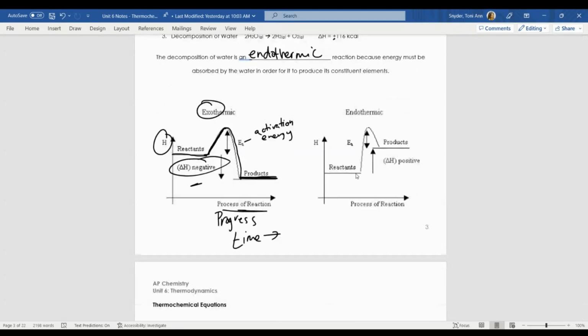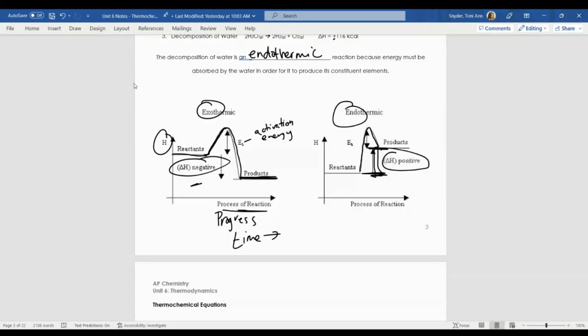Whereas here I have reactants lower than products, the opposite of before. I still have to get over this initial activation energy. I still have to put some energy into a reaction. However, the difference from reactants to products is from here to here, but my products are greater than my reactants. If products are greater than my reactants, my delta H is positive, which means it is an endothermic reaction.